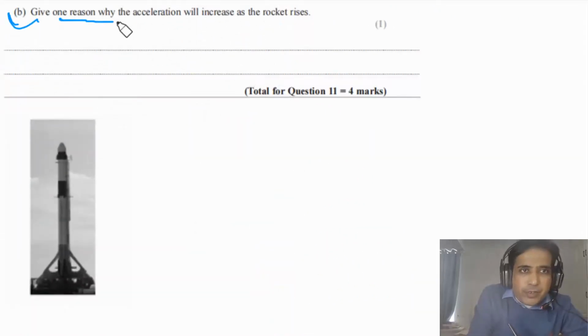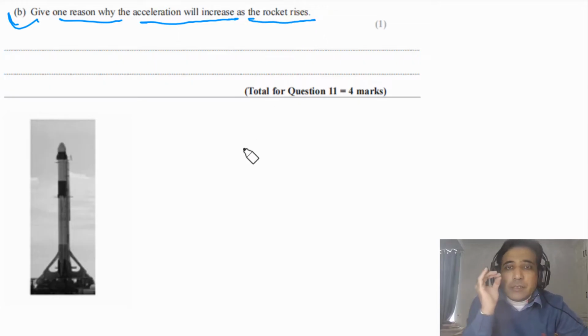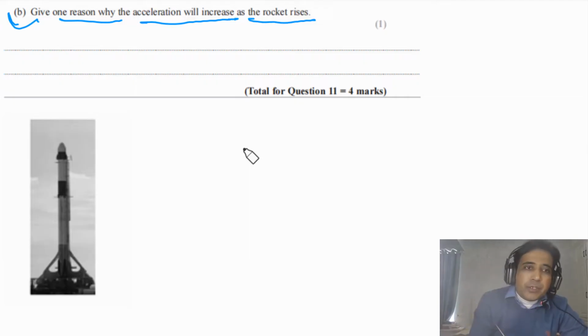Part B says give one reason why the acceleration will increase as the rocket rises. A little bit tricky question, but a practical question about a rocket. How can we answer this question? First of all, just imagine that we have a rocket. So simply you can imagine this is the rocket.